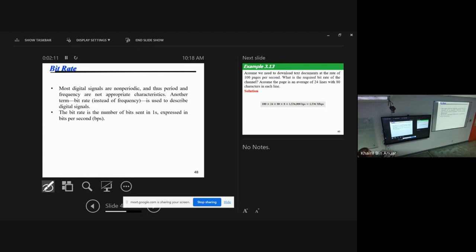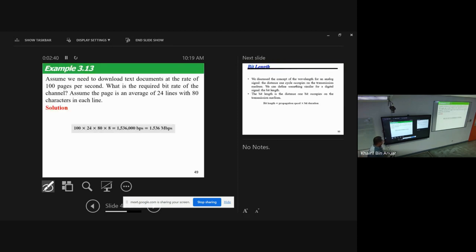So here it says that most digital signals are non-periodic, and so period and frequency are not appropriate characteristics. So you need to have a different characteristic for digital rather than bandwidth. Okay, now you can define your characteristic as bit rate. So bit rate is actually the number of bits per second that you use to represent your data. For instance, here you have a document of 100 pages per second, right? What is the required bit rate of the channel? Assume the page is an average of 24 lines with 80 characters on each line.